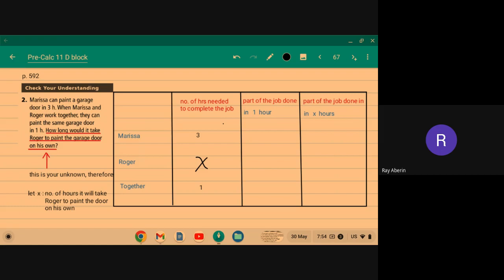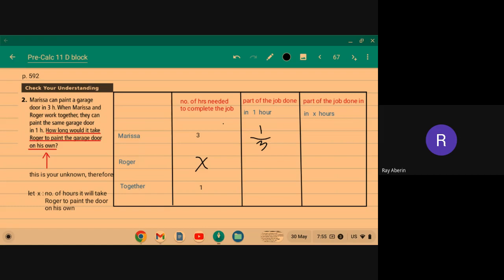If Marissa takes 3 hours to finish the job by herself, what part of the job can she do in 1 hour? Well, if she takes 3 hours to finish it, she would be completing 1/3 of the job in 1 hour. Because every hour she gets to complete 1/3 of the job. So in 2 hours, she completes 2/3 of the job, and in 3 hours, she completes 3/3 of the job, which is the whole job.